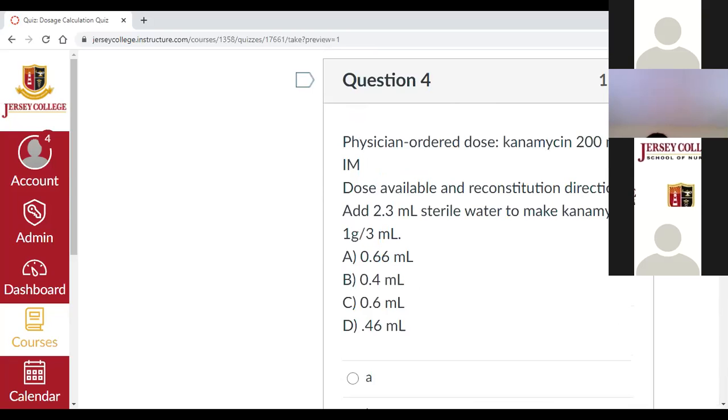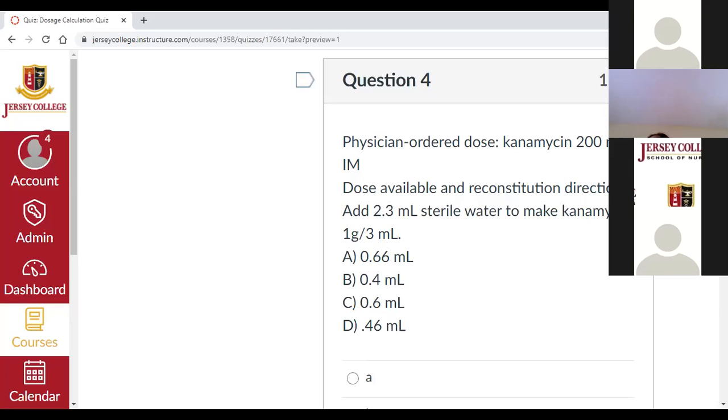Okay, number 4, the doctor orders kanamycin 200 milligrams IM. This is an injection. Whenever we give an injection, if it's less than 1 ml, we round it to what? To the nearest hundredth. And if it's more than 1 ml, we round it to? To the nearest tenth. Okay. So whenever we reconstitute, whatever we end up with, that's what we have on hand. In this case, we ended up with 1 gram per 3 mLs.